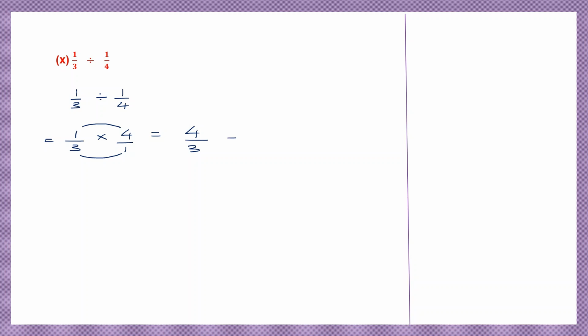So we have 4 by 3, which is an improper fraction. Make it a mixed number. 3 1s are 3, minus 1. So 1 is our quotient, 1 by 3. So here 1 1 by 3 is our final answer.